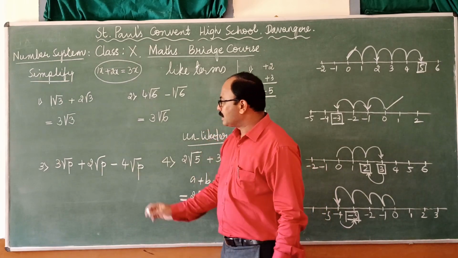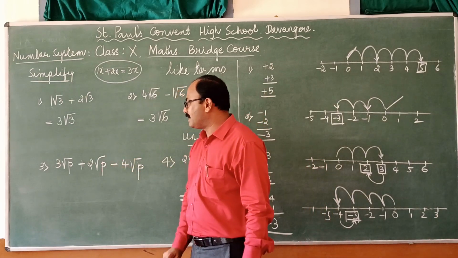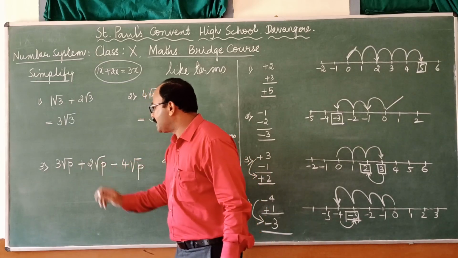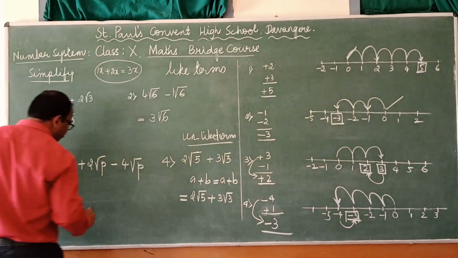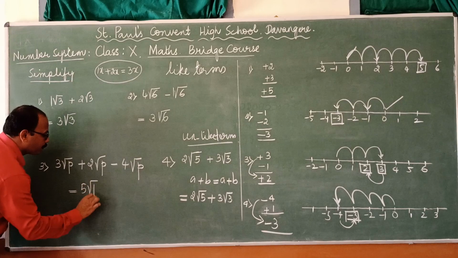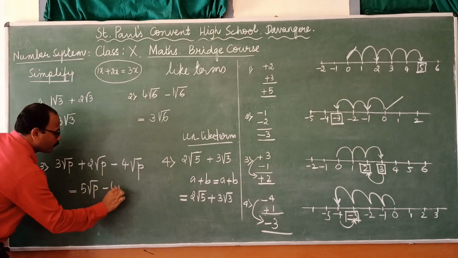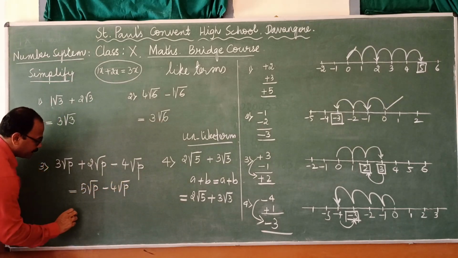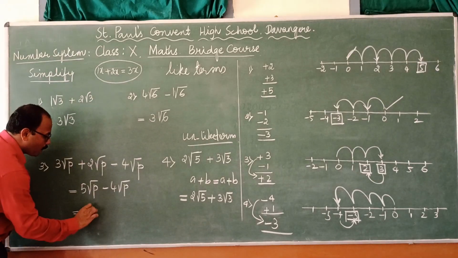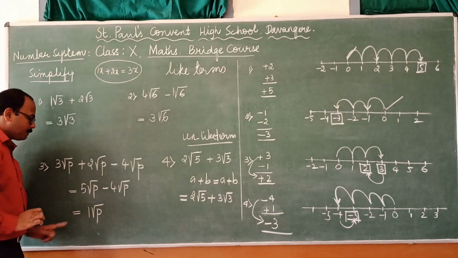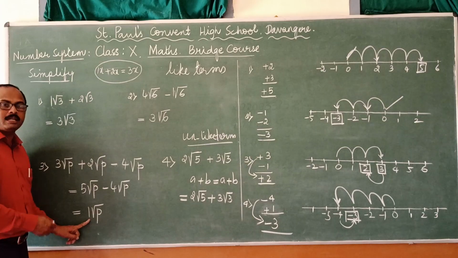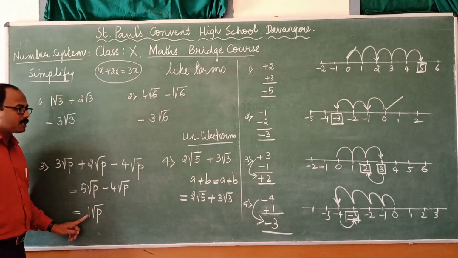The third one is plus, another one is minus, children. So plus can be added. 3p plus 2p is equal to 5p, children. This is equal to 5 root p minus 4 root p. Final answer: 5 root p minus 4 root p will become 1 root p. Here you need not mention the 1, children. Even if you have mentioned it, it's not wrong. The coefficient is 1.